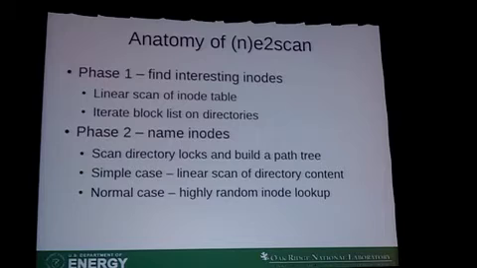Same thing for phase two. We scan those directory blocks, and we're smart. We sit there and we sort those so that we just do an elevator scan of the disk. And for a simple case, this is great. That's all we do. We build up a path tree. We can name our inodes as we find them when we go on.